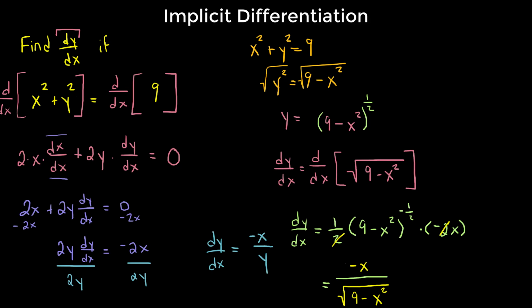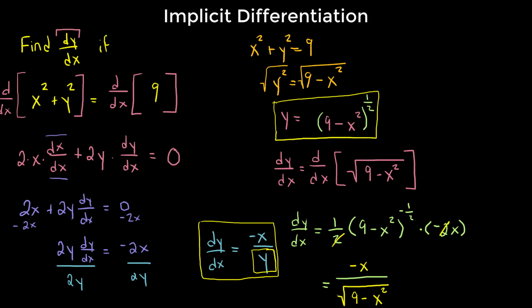This looks very, very familiar. Let's take a look at right here. So we saw earlier that the derivative of y with respect to x was negative x over y. Well, if we wanted to, we could replace y with what y actually is. Remember, we solved for y earlier. We found that y is equal to the square root of 9 minus x squared. The same thing, guys.